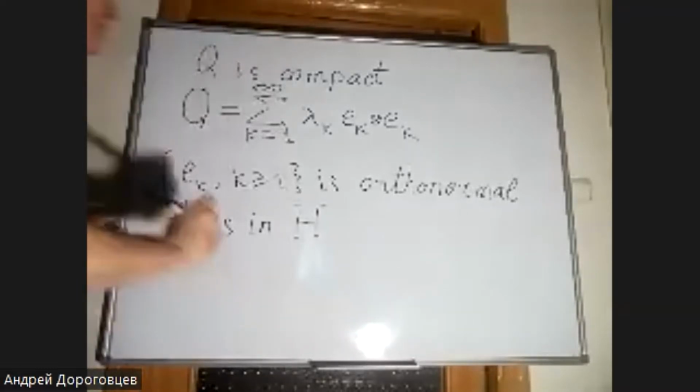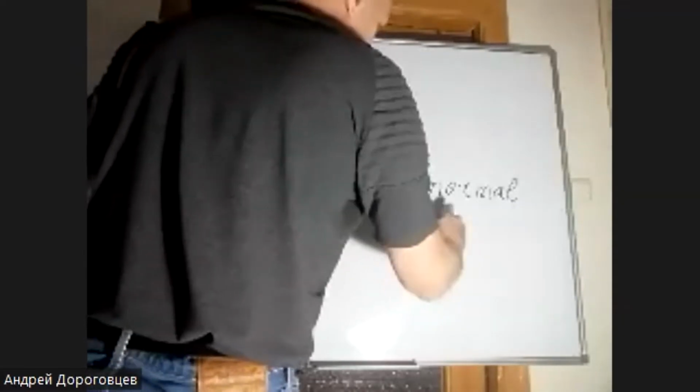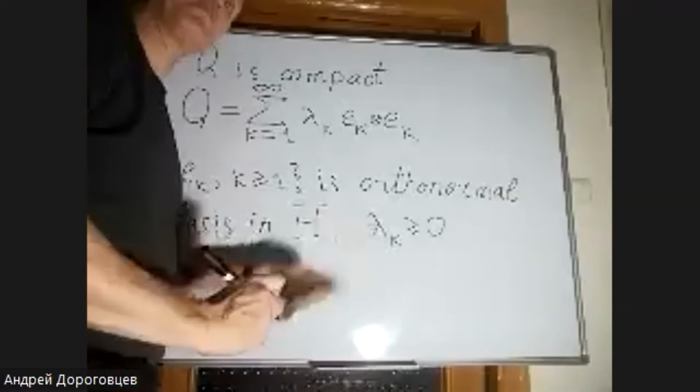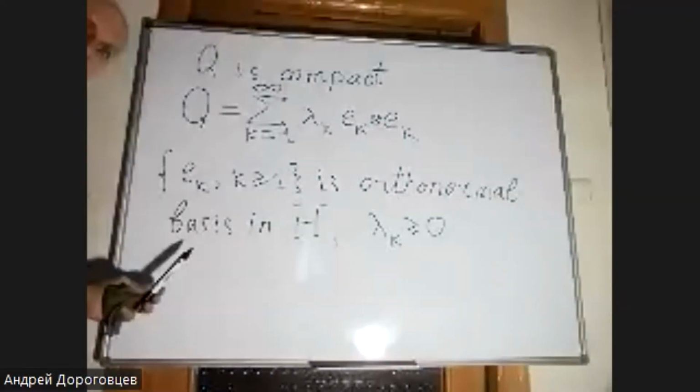Lambda k are non-negative numbers. I will suppose that some of them can be equal to 0, in order to say that this is a basis. Yes, because sometimes we want to have, for example, a finite dimensional operator. It can be, but in those cases, lambda from some number are equal to 0. So we just have such a representation.